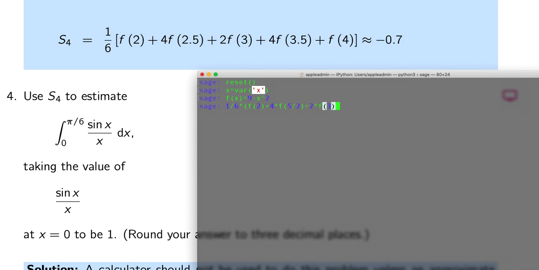Plus, I don't need a z there, plus 4 star f of 3.5. Well, 3.5, whoops, I did it again, didn't I? It's 4 times f of 7 halves, right? And then plus f of 4. Well, that was pretty easy to type in. Let's see what happens. And you get minus 2/3.